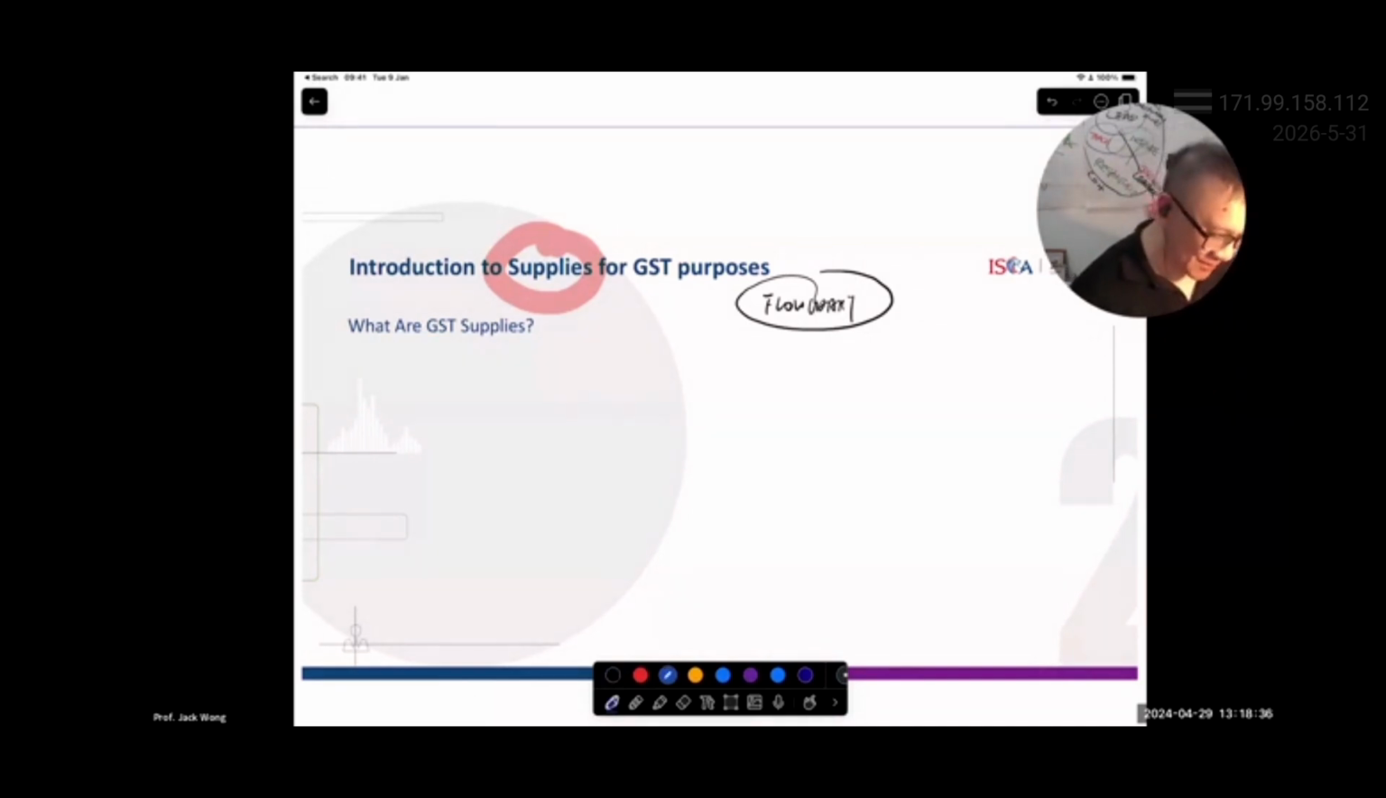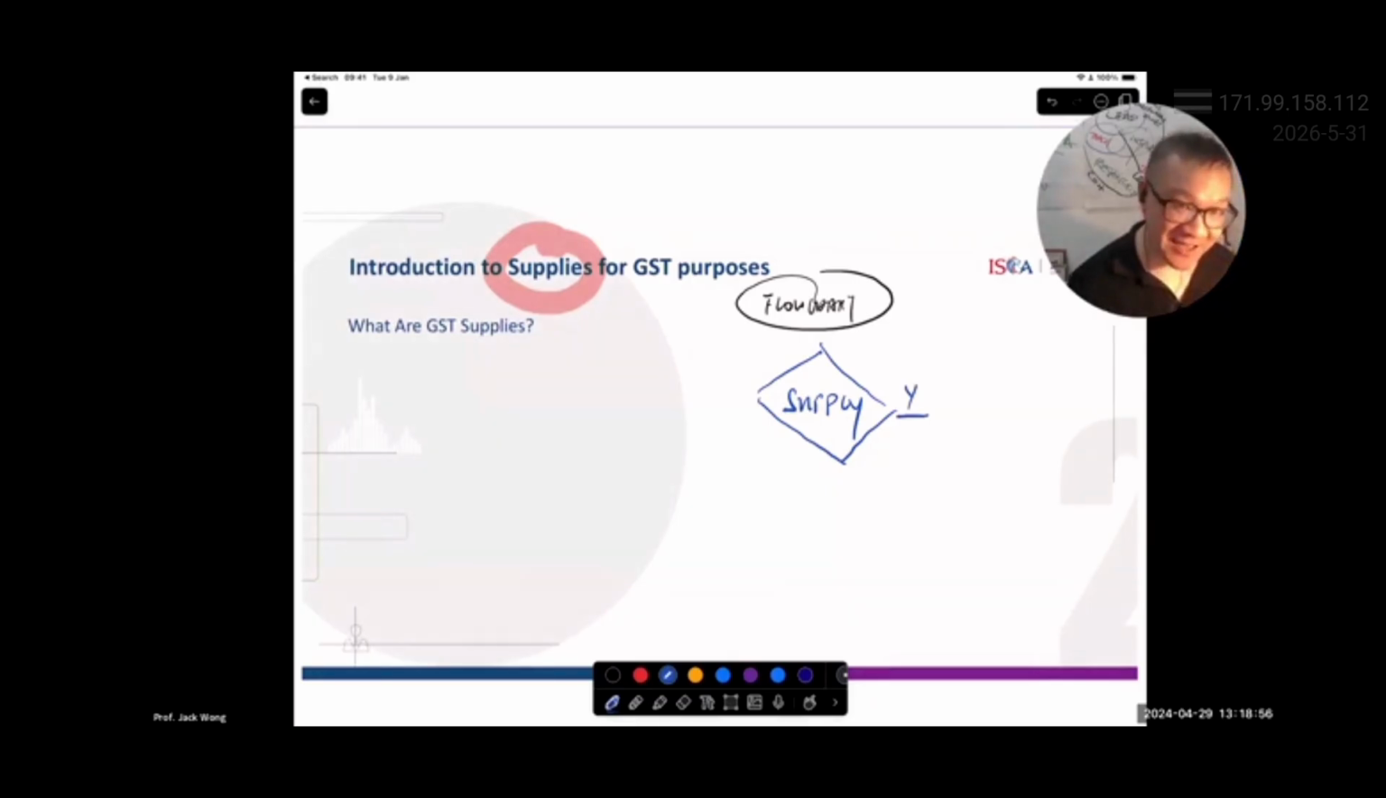Okay, so the first thing is, when it comes to GST issues, the first thing we have to understand, which is the reason why we spend a lot of time in this presentation to talk about supplies, is that when you do not have any supply, there's actually no GST issue. So the question is supply.